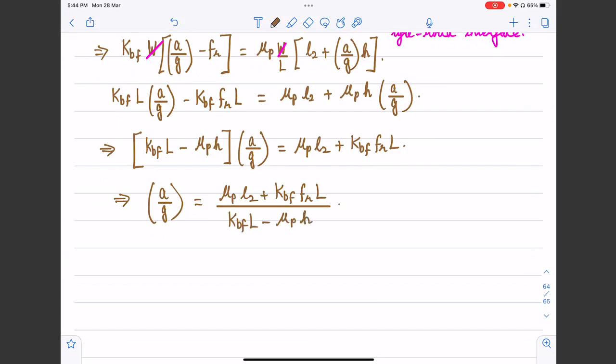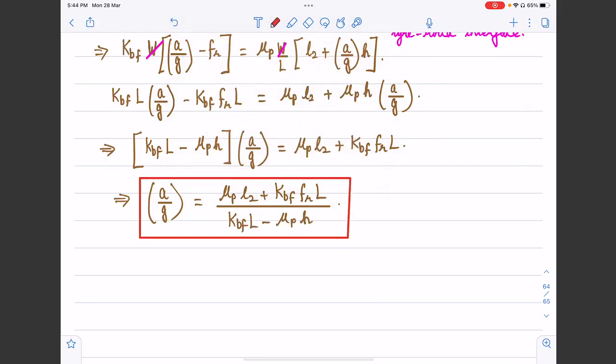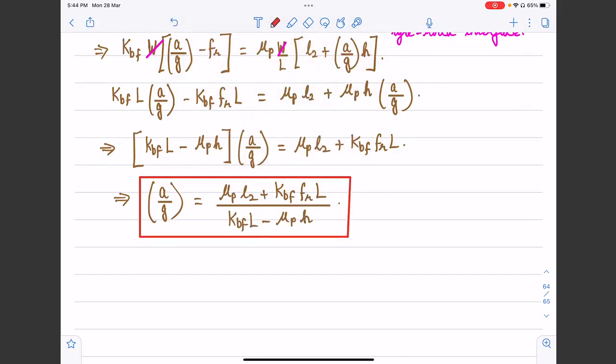Okay, so this is an important expression. What does this expression tell us? It gives us a formula to calculate the peak vehicle deceleration beyond which the front wheels will tend to lock. Consequently, we put a subscript F in this formula and call it A by G subscript F, and that is this formula.